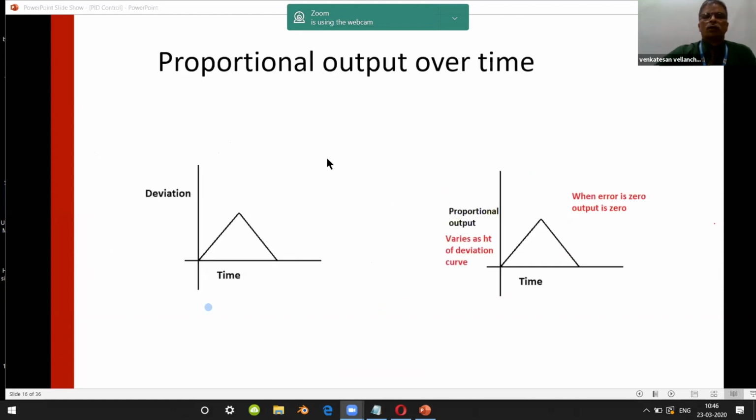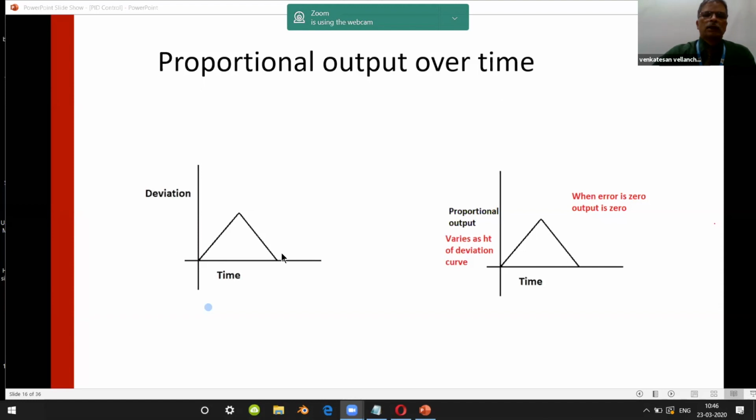If you want to have a comparison, how does proportional output change over time? This is time and this is deviation. What this means is that there is an increase in deviation and then the deviation is coming down. This kind of change can be simulated. Suppose I just change the set point and then I bring it down. I change the set point, then I again bring it down like this. You will get a deviation this way.